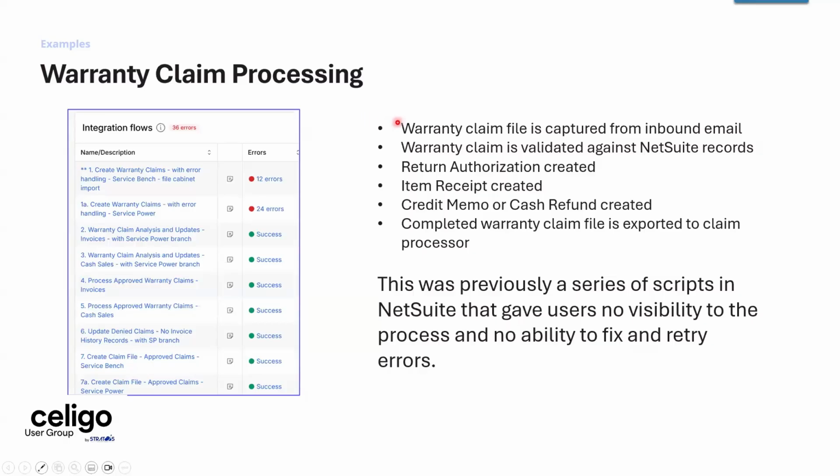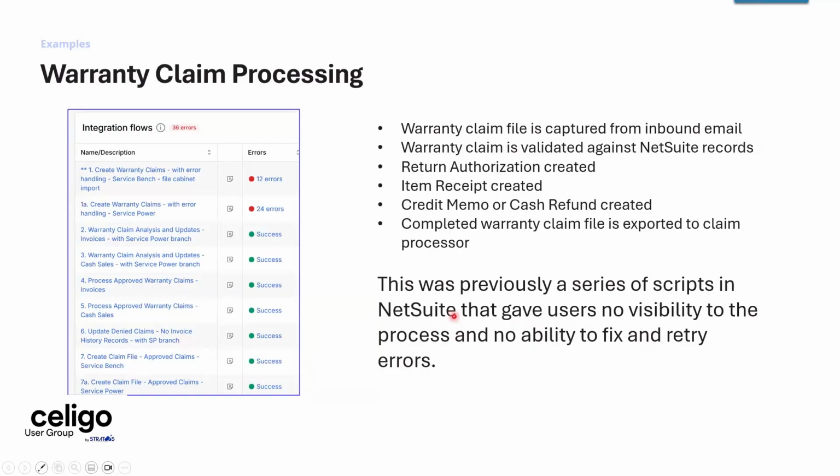So they get a warranty claim file. It's captured from that inbound email process that we just talked about. The warranty claim is validated against records in NetSuite, so they make sure that there's an invoice showing they purchased that part from them, for example. A return authorization is created, an item receipt, a credit memo. So this whole process is a series of flows that will basically run one after another. And this was previously a series of scripts in NetSuite.